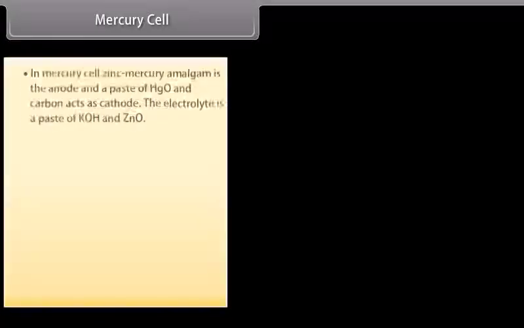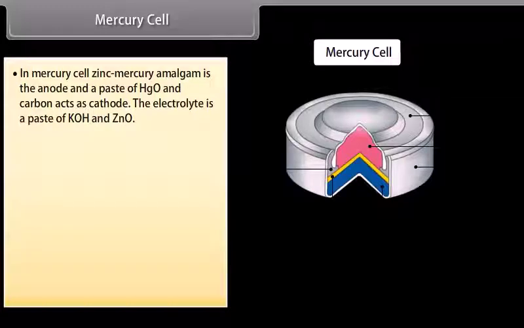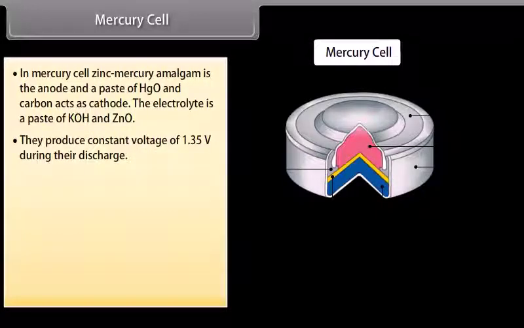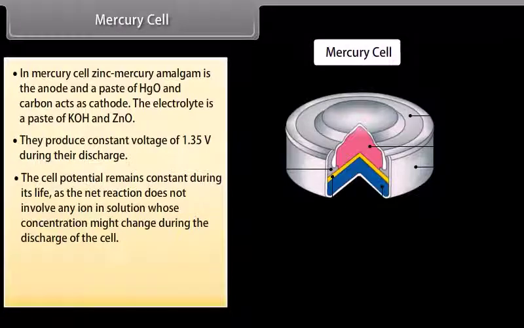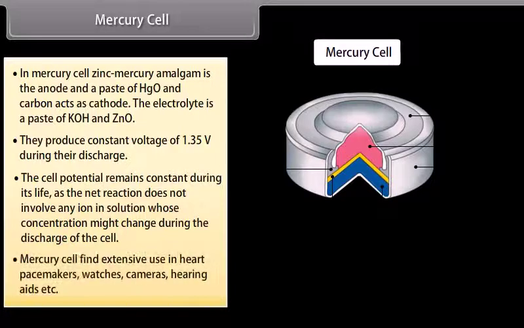Mercury cell. In mercury cell, zinc-mercury amalgam is the anode and a paste of HgO and carbon acts as cathode. The electrolyte is a paste of KOH and ZnO. They produce a constant voltage of 1.35 volt during their discharge. The cell potential remains constant during its life, as the net reaction does not involve any ion in solution whose concentration might change during the discharge of the cell. Mercury cell finds extensive use in heart pacemakers, watches, cameras, hearing aids, etc.